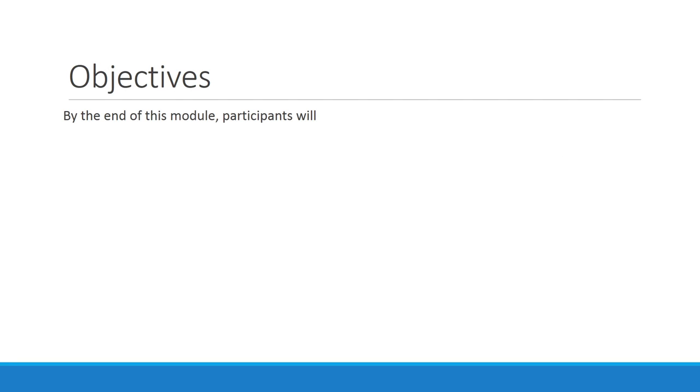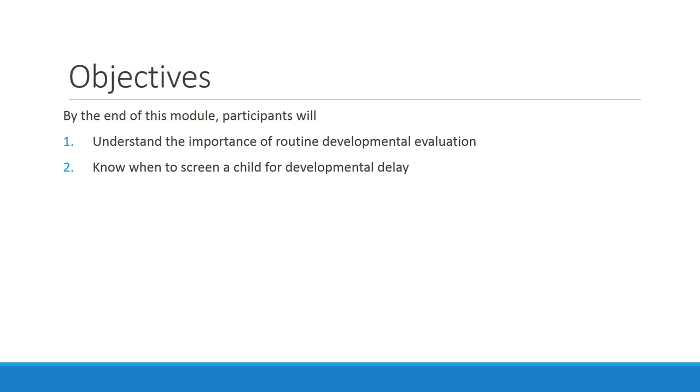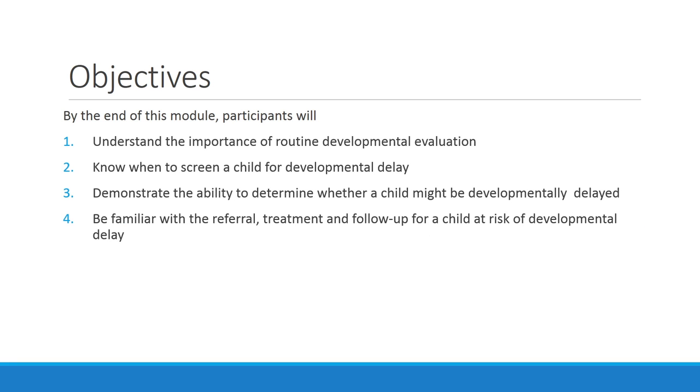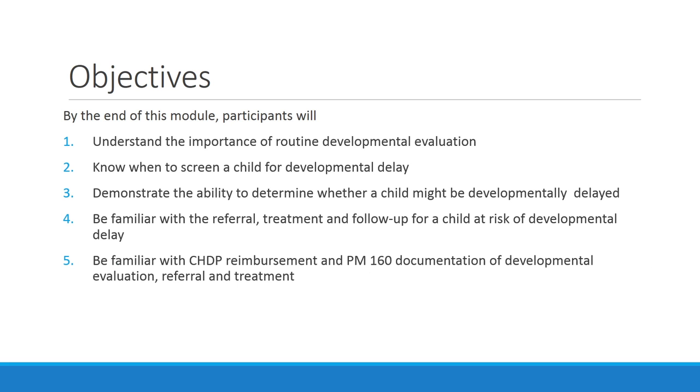The goals of this module are to ensure that participants understand the importance of routine developmental evaluation, know when to screen a child for developmental delay, can demonstrate the ability to determine whether a child might be developmentally delayed, are familiar with the referral, treatment, and follow-up for a child at risk of developmental delay, and are familiar with CHDP reimbursement and PM160 documentation of developmental evaluation, referral, and treatment.